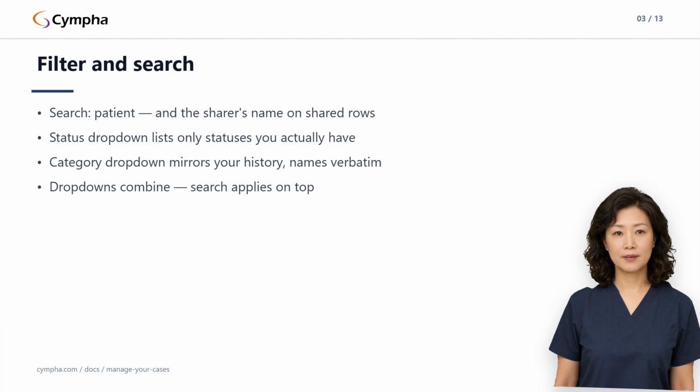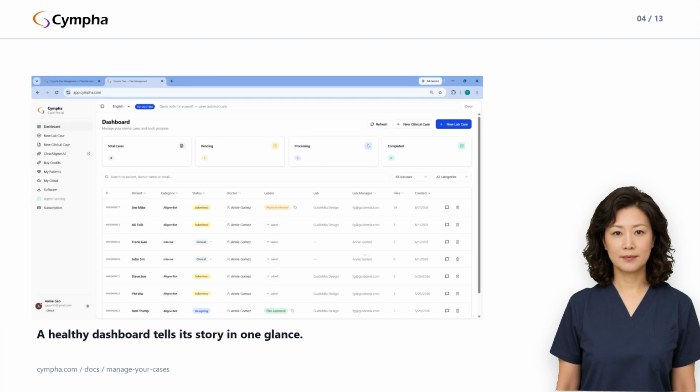The status drop-down shows human-readable statuses, but only the ones that actually appear in your history. A brand new account won't see implant-only statuses cluttering the list. The category drop-down is derived the same way. For lab service cases the option matches the service name verbatim, while native categories appear as orthodontics, implant, and AlignerBot. Pick all categories to clear it. The 2 drop-downs combine, both conditions must hold, and the search applies on top of whatever they've narrowed.